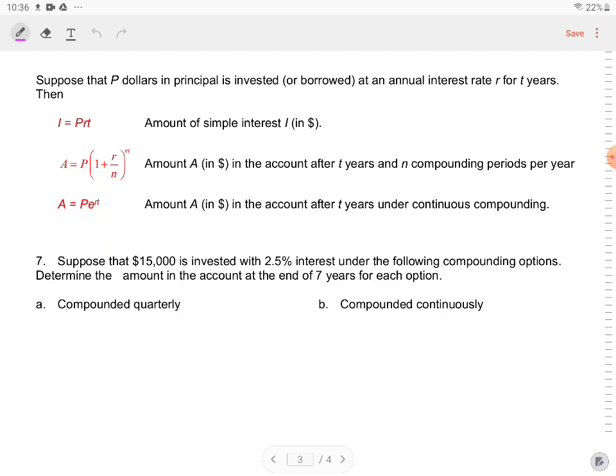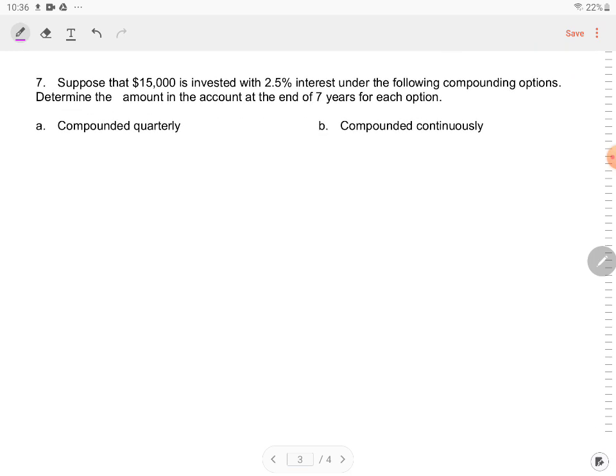Then the amount after T years, with compounding periods, like per month or per week or per day or per quarter, is A equals P times 1 plus R over N to the NT. And if it's compounded continuously, or continuous compounding, it's Pe^(rt). Now, before we do this, we need to talk about different values of N.